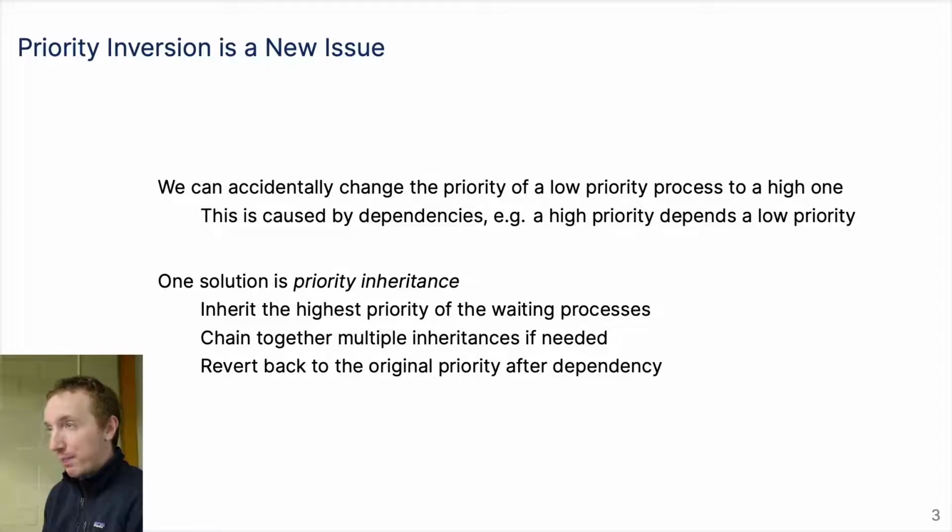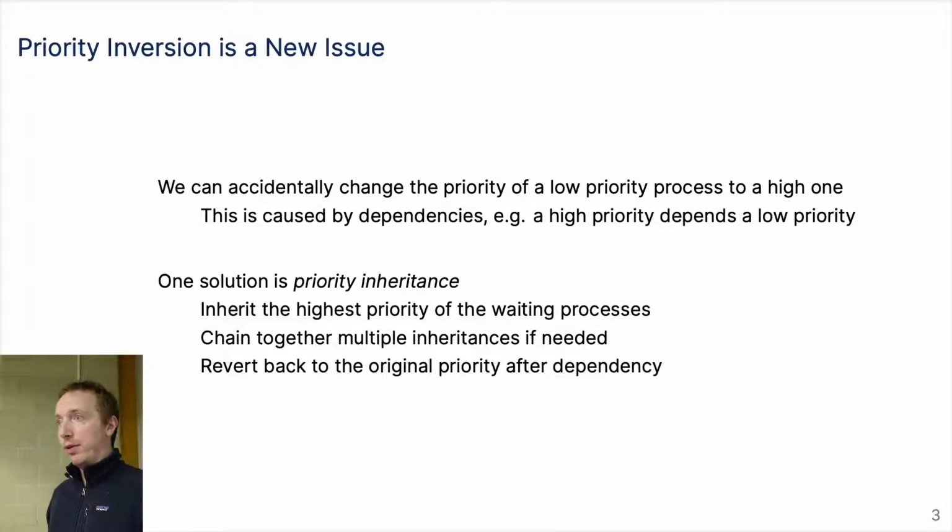So now that we have priorities, another new issue we have is something called priority inversion. So you can accidentally change a low priority process to behave as a high priority process, and that's caused by dependencies. If a high priority process depends on a low priority process, and it just yields its CPU time away and you always prioritize the highest priority process, it'll just get woken up again and again, and it's waiting on a low priority process. The only way to actually break that dependency is if you schedule the lower priority process as a high priority process, because a high priority process is depending on it.